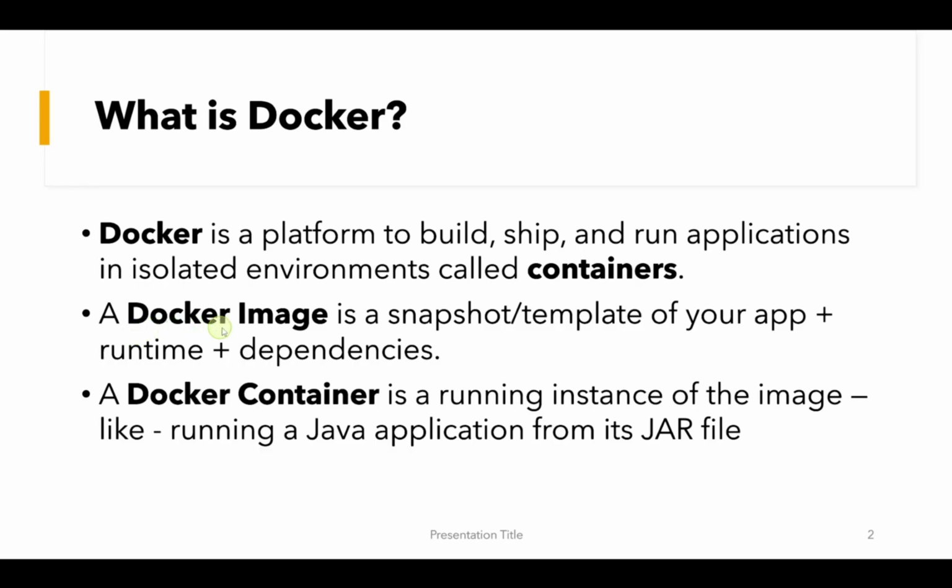Then a Docker image is a snapshot, a template of your application, the runtime, and all the dependencies. For example, when I containerize a Spring Boot application, the jar file along with the Java runtime and libraries are packaged into this image. And then we have the Docker container. A Docker container is a running instance of the image, like running a Java application from its jar file.